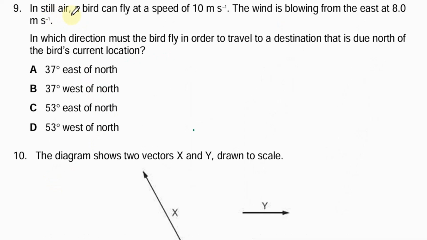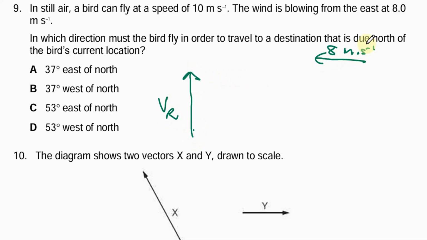In question 9 it says, in still air, a bird can fly at a speed of 10 meters per second. The wind is blowing from the east at 8 meters per second. So the wind is blowing this way at 8 meters per second. In which direction must the bird fly in order to travel to a destination that is due north of the bird's current location? So we want this to be the resultant velocity. In other words, due north.